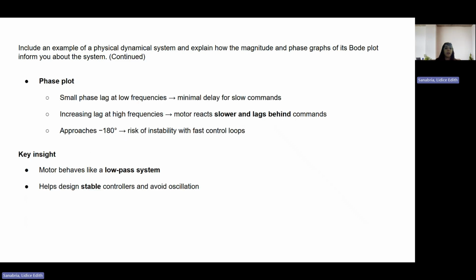And then for the phase plot, when you have a small phase at lower frequencies, there is less delay when commands are slower. And then when you increase lag at higher frequencies, the motor reacts slower and it lags. So a motor behaves like a low-pass system, and this helps design stable controllers.